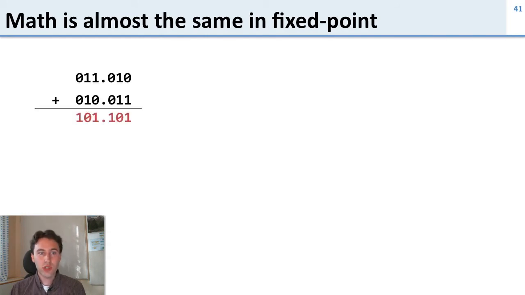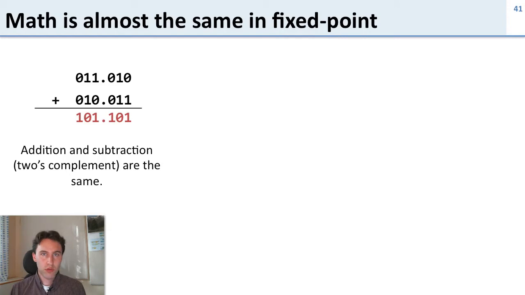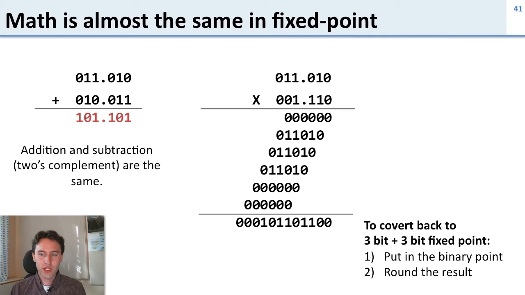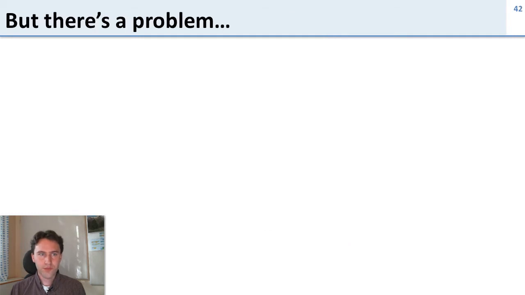In fixed point, math is almost the same. Addition just works the way you'd expect. No problems there. You just need to remember where the binary point is. Multiplication is a little bit different. When you multiply, you do the same thing you did before, but now you have to figure out where to put the binary point, and you have to do some rounding. So we put the binary point in the middle, we chop off the extra bits at the top, then we need to round the lower bits in order to give us our correct value. So multiplication is a little harder.